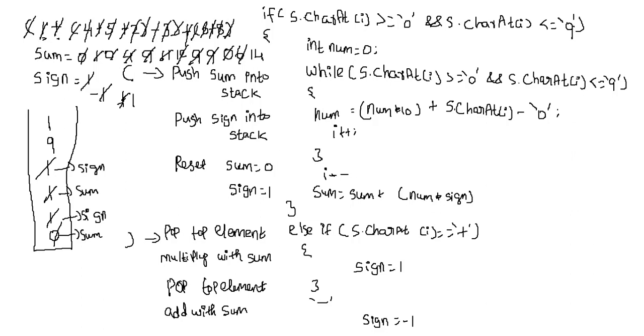The last character we have got is a closing bracket. Whenever I'm getting a closing bracket, pop the top element. This is sign value. So multiply the sign value with sum, which becomes 14. Fine. Then pop the top element, 9. 9 is sum value. So you have to add that sum value to this particular variable sum. 14 plus 9 is 23.